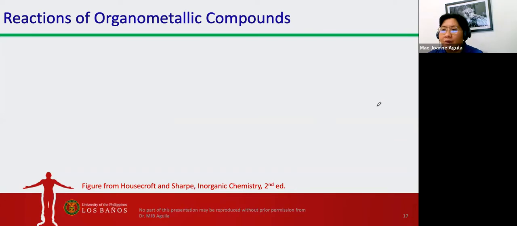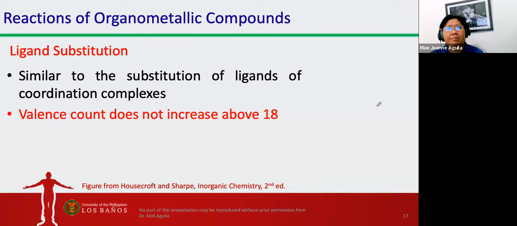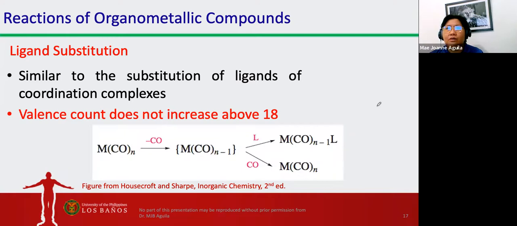So now we're going to shift a little bit and look into some of the common reactions of organometallic compounds. The first one is very similar to what we had for the coordination complexes, or the Werner type of compounds: ligand substitution. In this case, if you consider the valence count, it will not increase above 18 before and after, so on the reactant side and the product side. This is an illustration of what a ligand substitution is, with either ligand X or another carbon monoxide. From the dissociation of carbon monoxide, you then add another carbon monoxide.